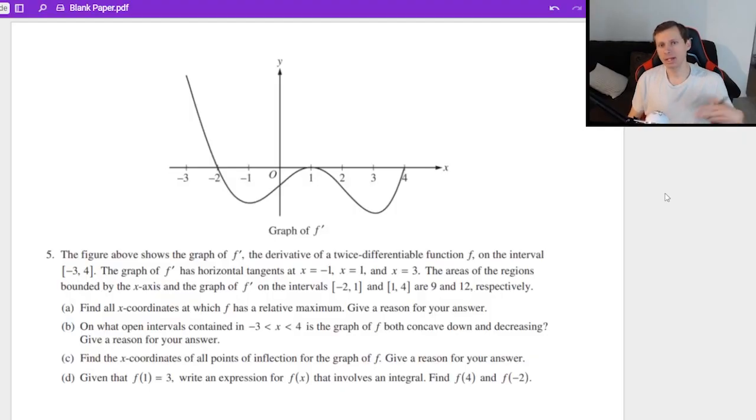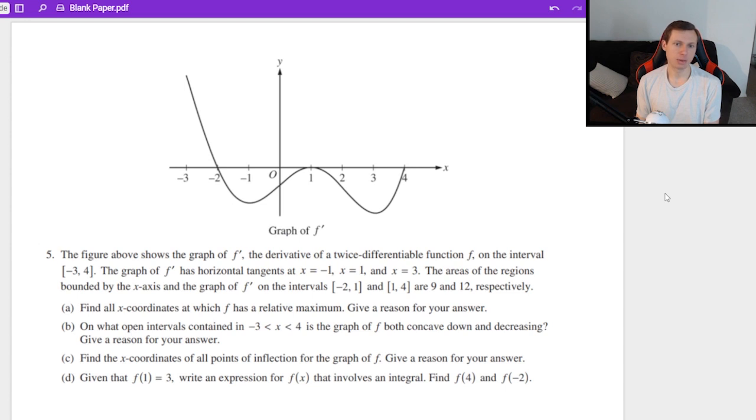Today we're going to look at another question from the AP Test Free Response section. This is question 5 from 2015 for the Calc AB exam. The reason we're choosing this question is that I wanted to look at some questions that involve graphs of derivatives or integrals and the relationship between all of those things.